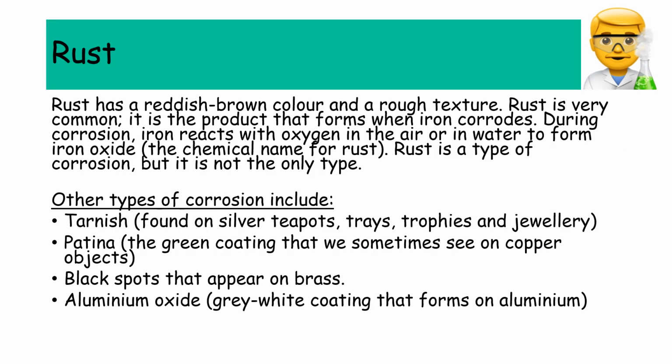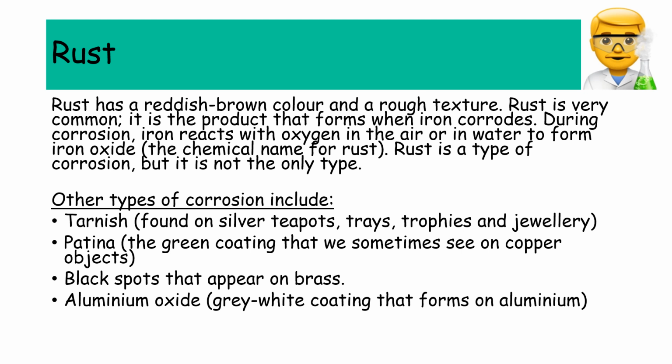Rust has a reddish brown color and a rough texture. Rust is very common. It is the product that forms when iron corrodes. During corrosion, iron reacts with oxygen in the air or in water to form iron oxide. That is the chemical name for rust.